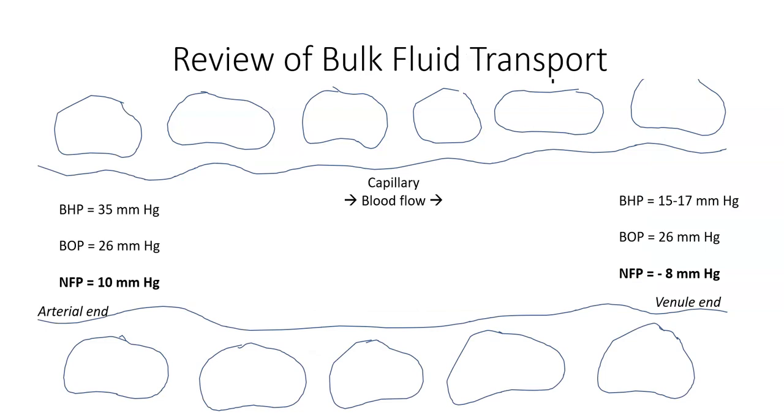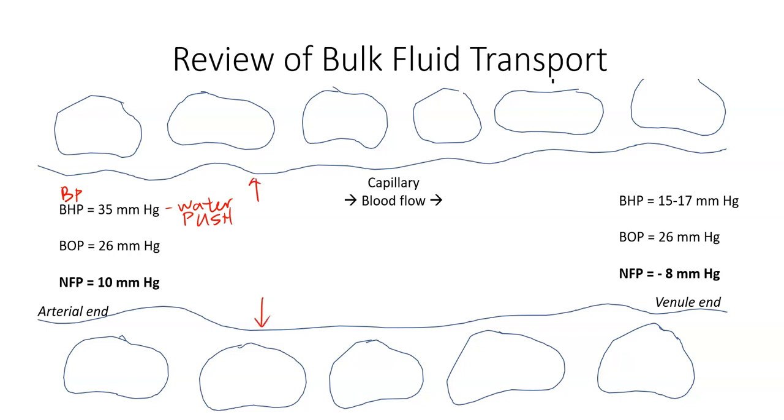Let's talk about the two types of pressures that you see here. You see a pressure called BHP, which stands for blood hydrostatic pressure. It is the same thing as blood pressure. Now, BHP, or blood hydrostatic pressure, is made by water pushing against the walls of our capillaries. So this particular pressure is a pushing force, pushes against the walls of these capillaries.